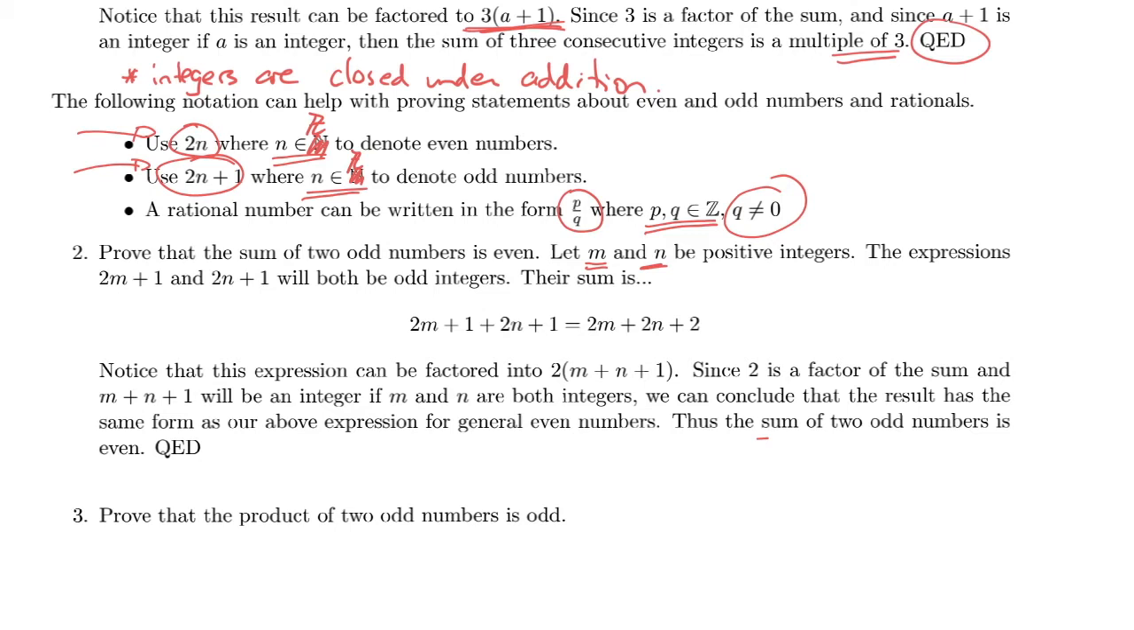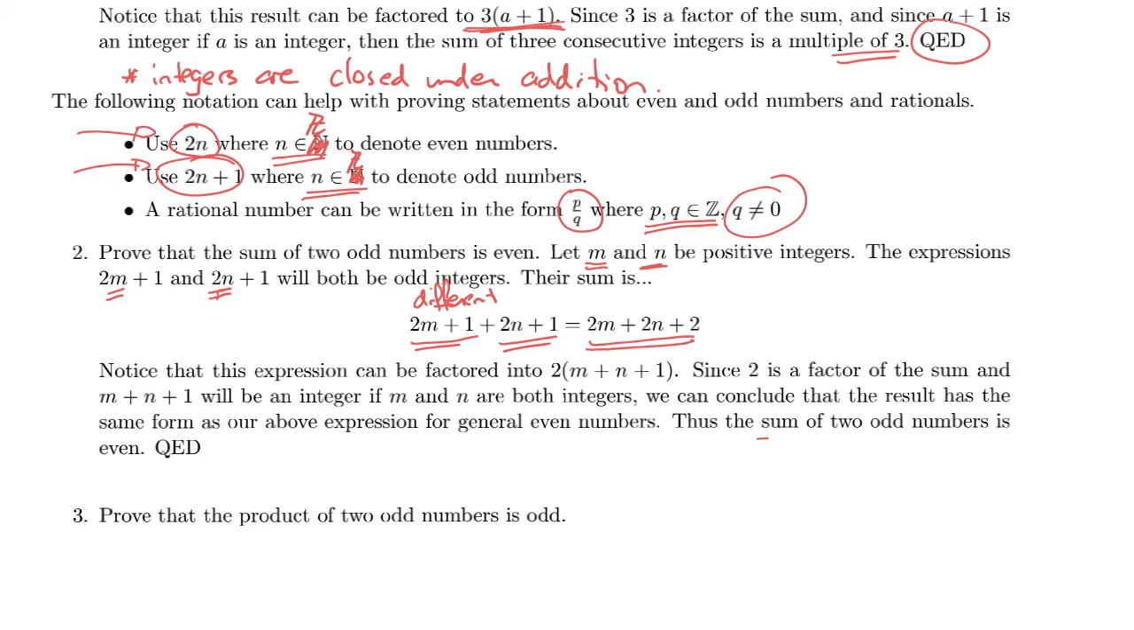We're going to let m and n be positive integers, and then the expressions 2m plus 1 and 2n plus 1 will both be odd integers. The reason why we're using m and n here is so that we get two different odd integers. Then their sum is going to be 2m plus 1 plus 2n plus 1, which equals 2m plus 2n plus 2.